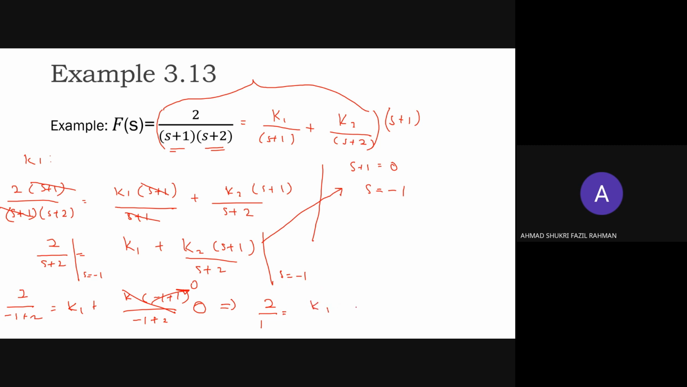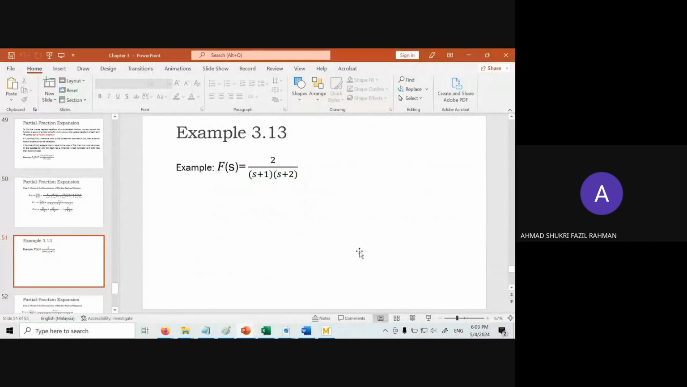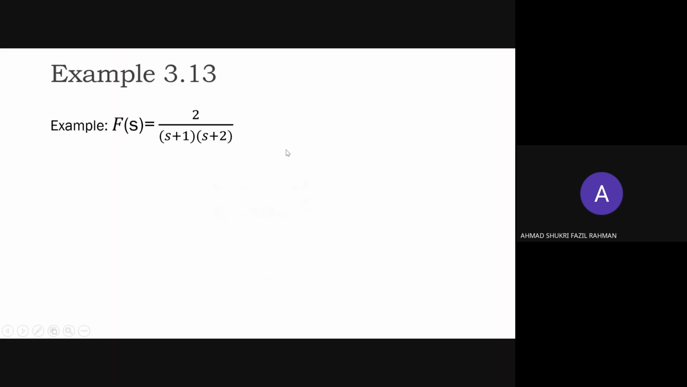K1. So K1 is actually 2. Okay, so that solves for K1. So we obtain K1 and then we move on to K2. We do the same thing. For K2 also we need to do the same thing.